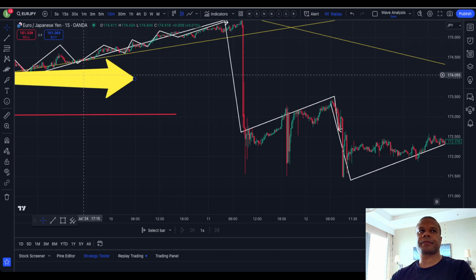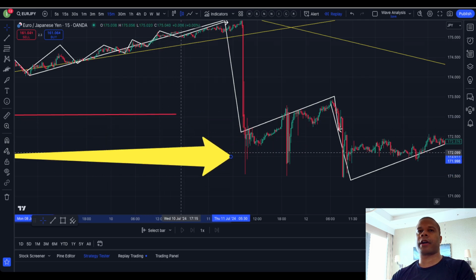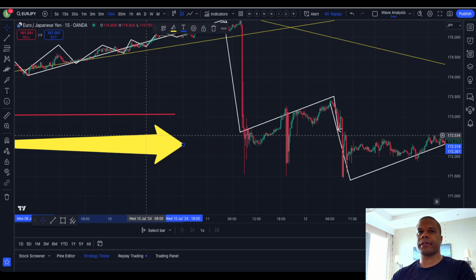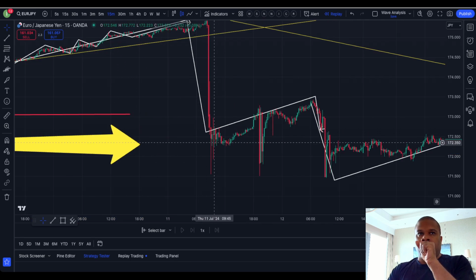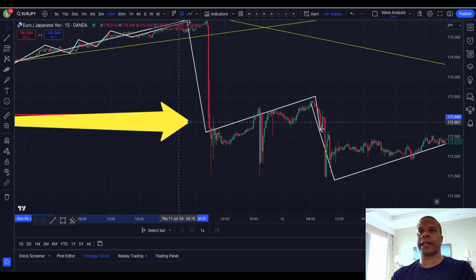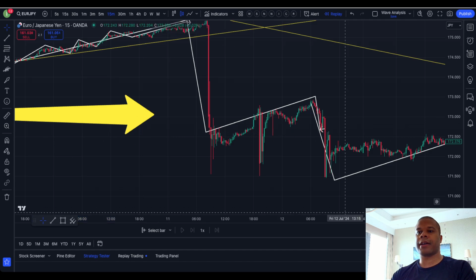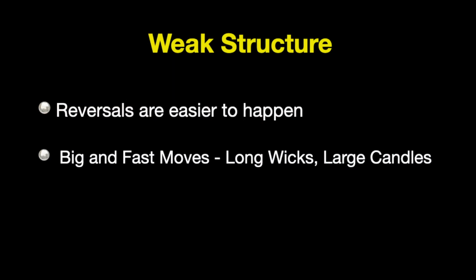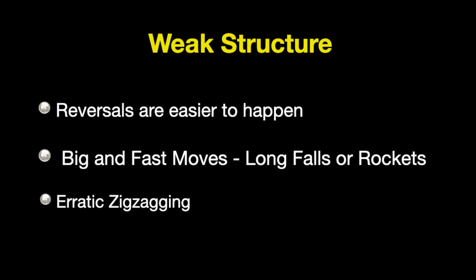We're starting to get these big wicks because it's showing that the market is exhausted from the buyers. You start to see these red wicks, which is showing that buyers are getting exhausted, and these large red wicks and large candles. And we saw that structure broke. And so this is an example of a weak structure about to happen. We get big, fast moves, these long wicks, large candles, and then we also get erratic zigzagging on a weak structure.